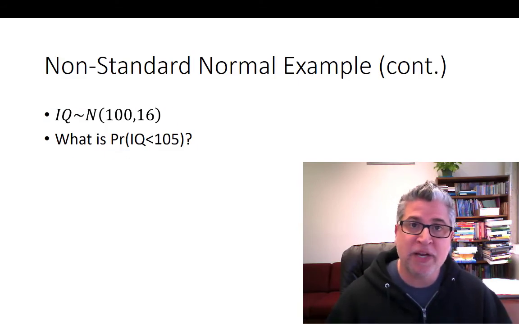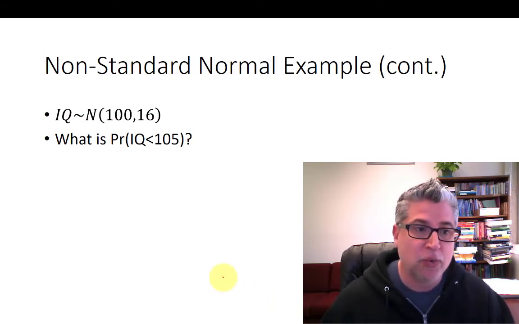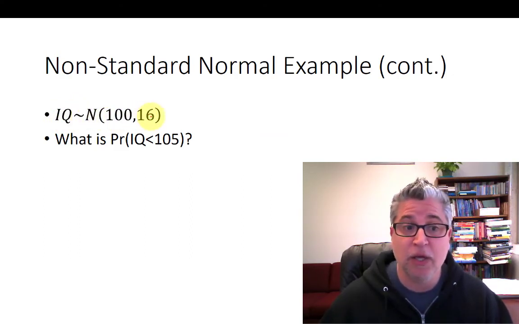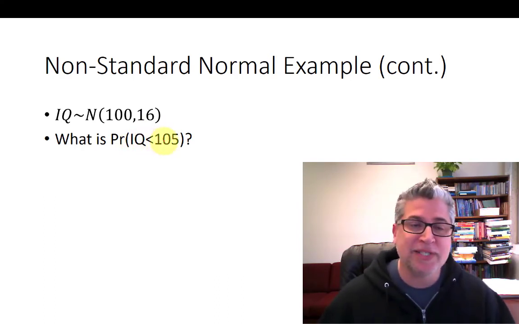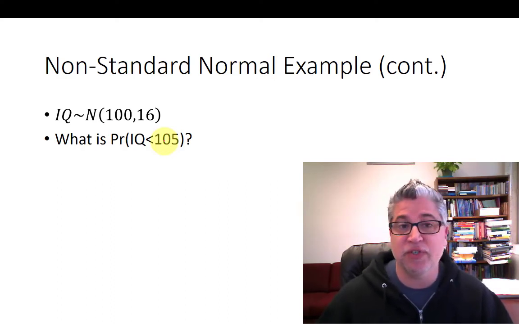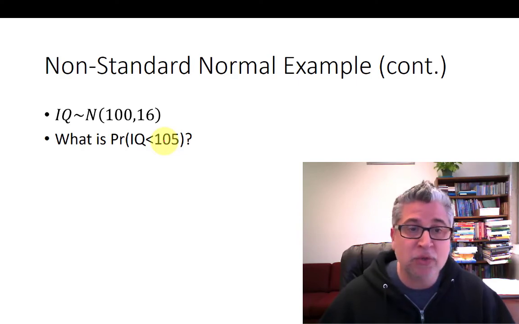So just reminding ourselves about notation, we're saying that IQ is distributed normally with a mean of 100 and a standard deviation of 16. What's the probability that IQ is less than 105? Notice I didn't use Z like before. We reserve Z's specifically for standard normal questions. This is not a standard normal. But we can use Excel just as easily to answer this question.